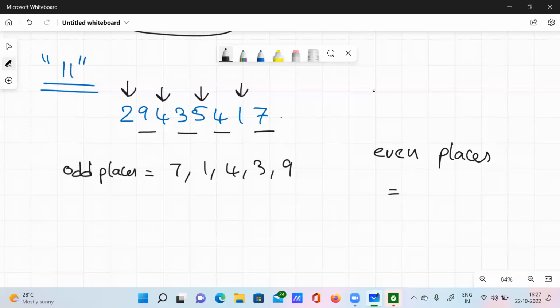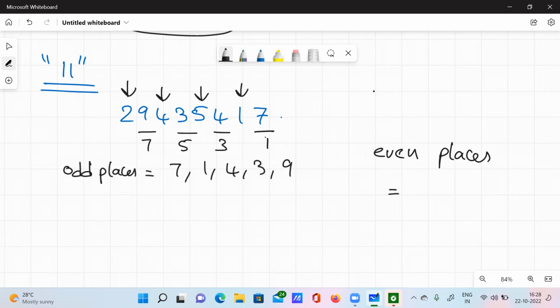So how do you decide which one is the odd and which one is the even place? That's pretty simple. This entire number, we are starting from this side, that is, right to left. So this digit has the value 1. This is the first value, this is the third value, fifth value, seventh value. So these are all the odd places, and you pick up the numbers in those places: 71439.